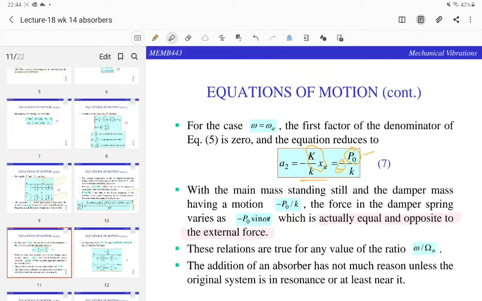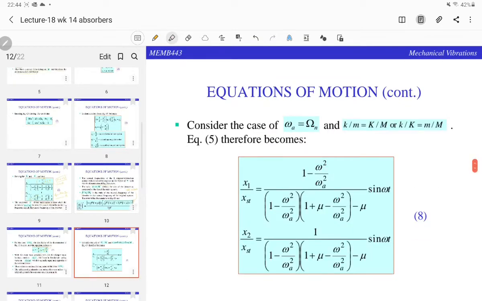So these relations are true for any value of the ratio. When you have the absorber, there is not much reason to use it unless the original system is in resonance or at least near it, okay. So when you want to apply an absorber, you have to take note it should be near resonant or somewhere near it. Then only you can reduce the vibration.